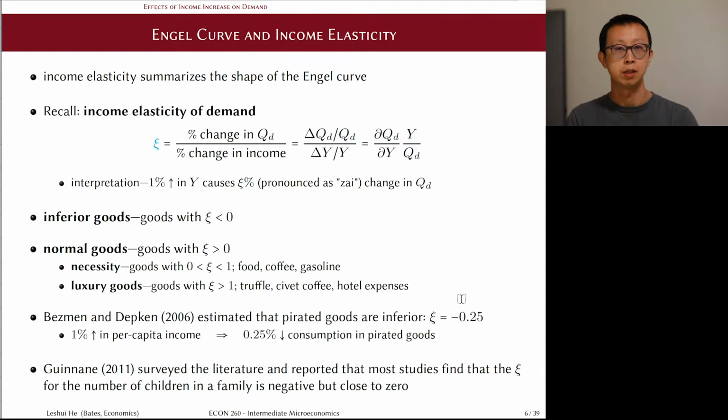Many economists study this topic, and Gounet, 2011, provides a survey of this literature at that point. The survey reported that most studies find an income elasticity that is slightly negative, but very close to zero. This means that on average, income has almost no impact on the number of children a family decides to raise.